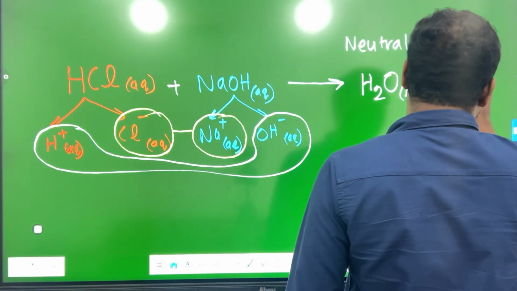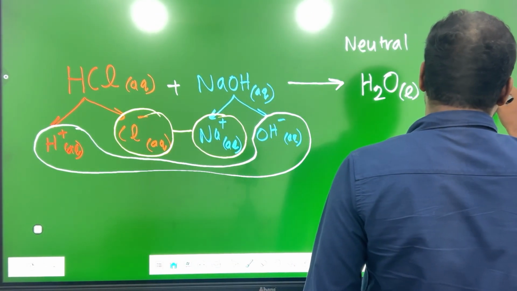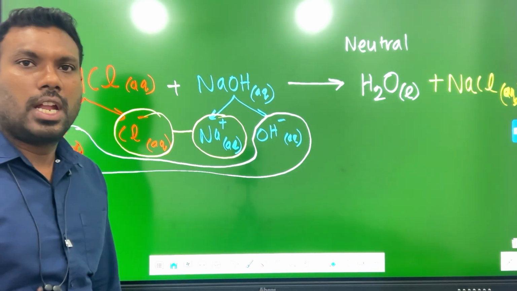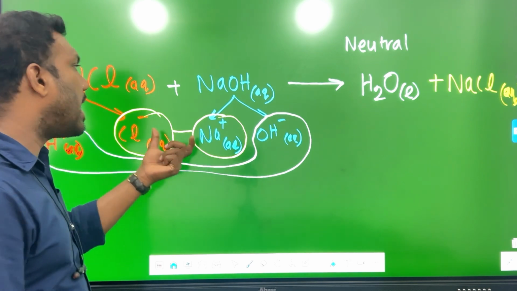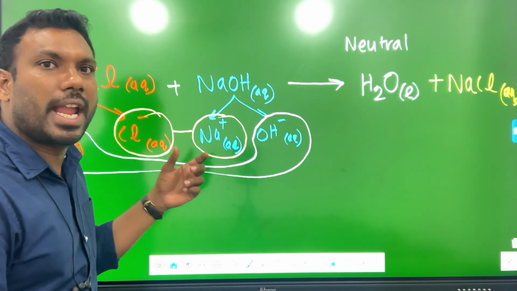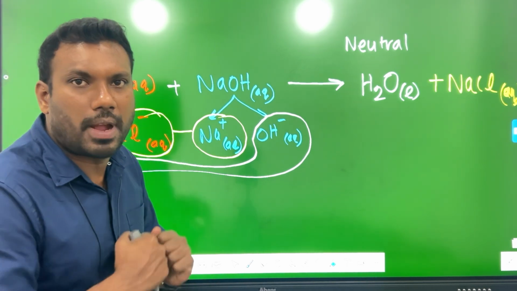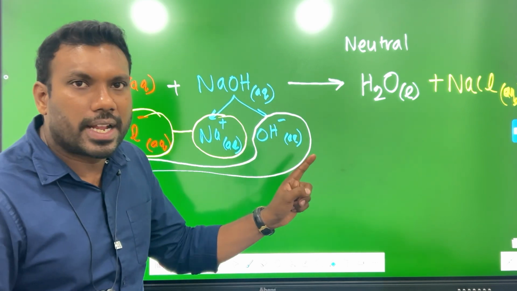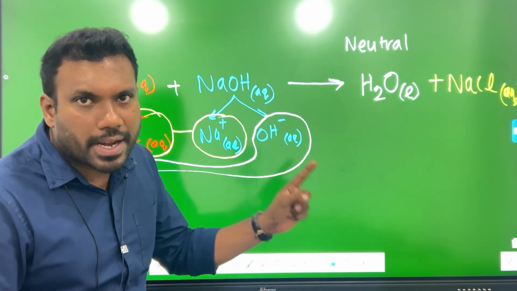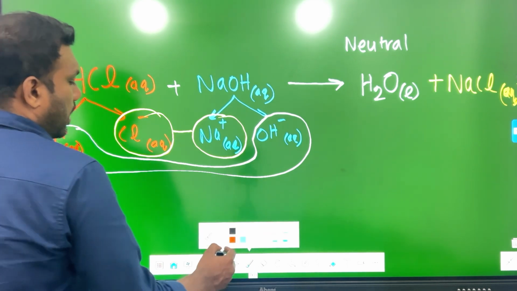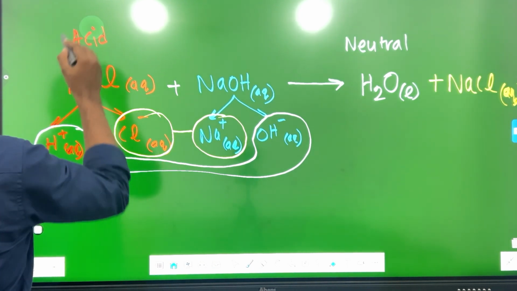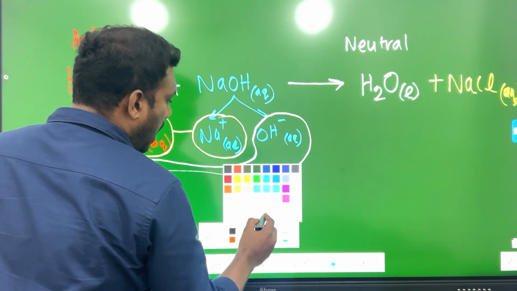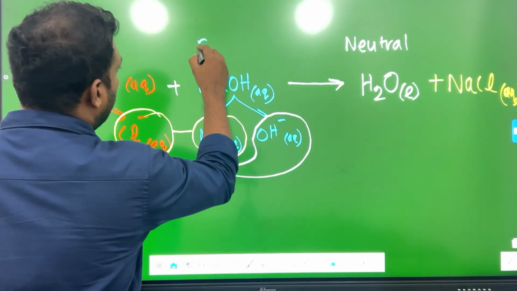So here the salt produced will be NaCl. As you can see, for the formation of the salt, the positive ions and the negative ions in the aqueous medium got combined. So the salt produced here is an ionic compound, and this was the acid, HCl was the acid, and sodium hydroxide was our base.